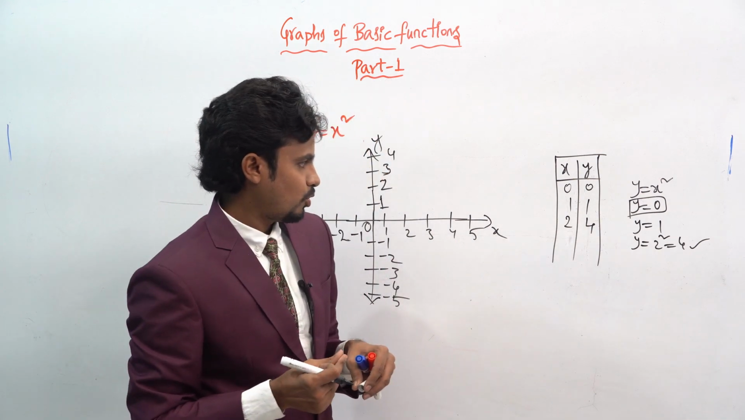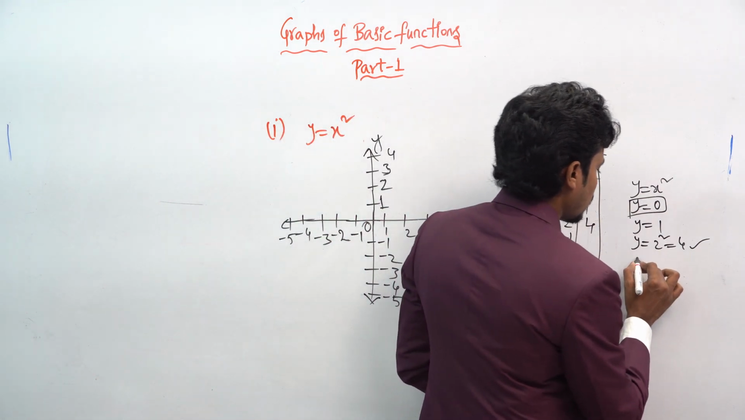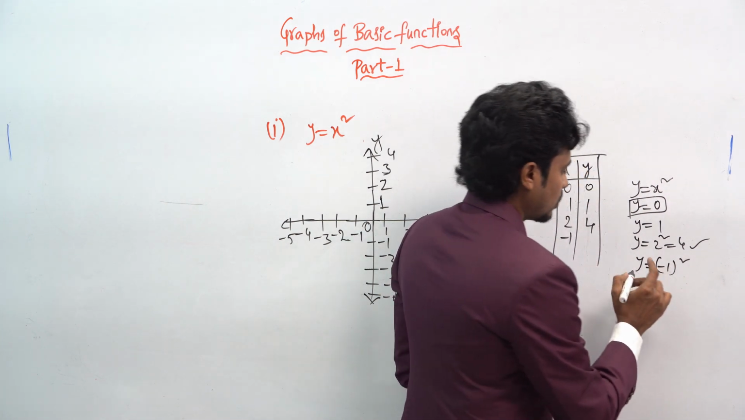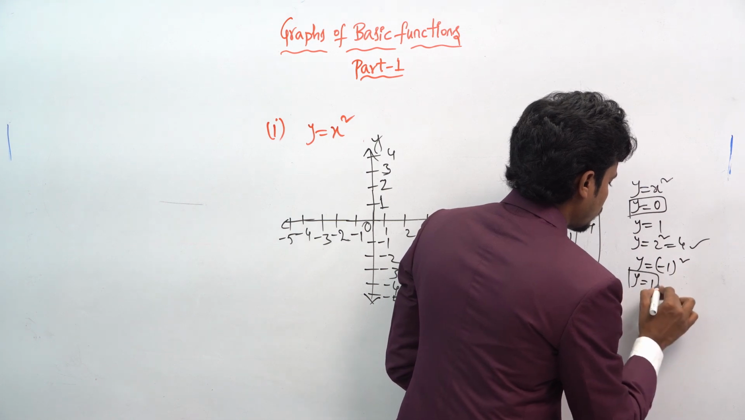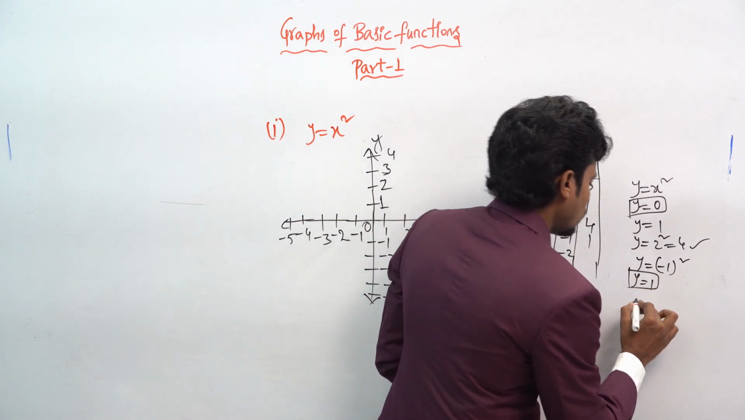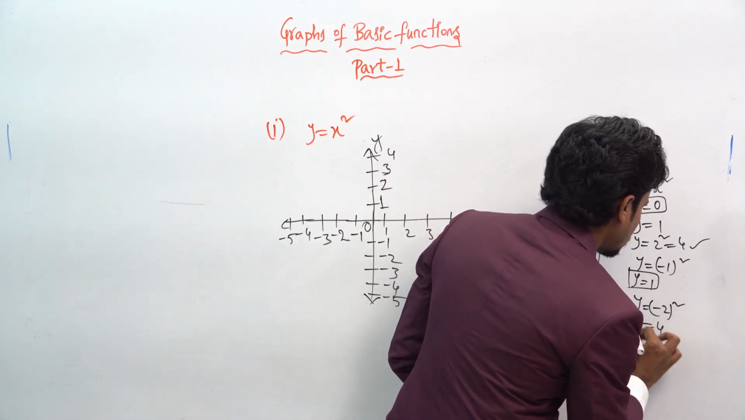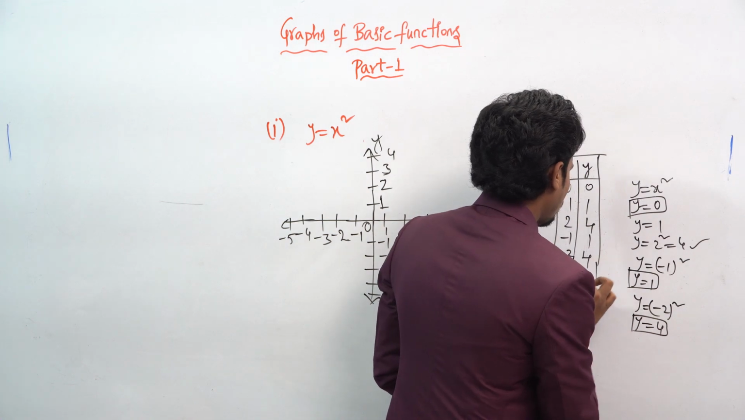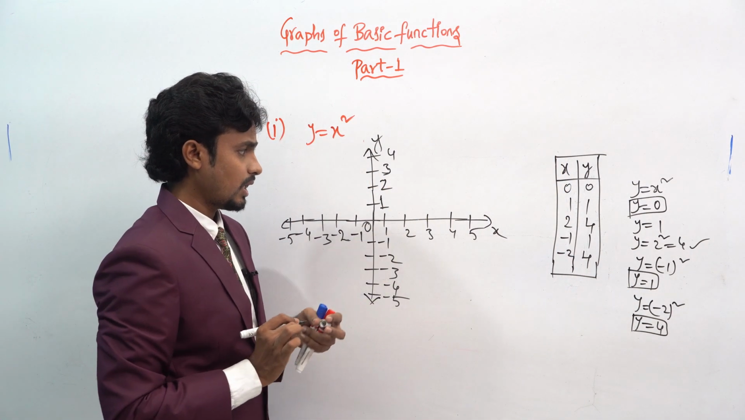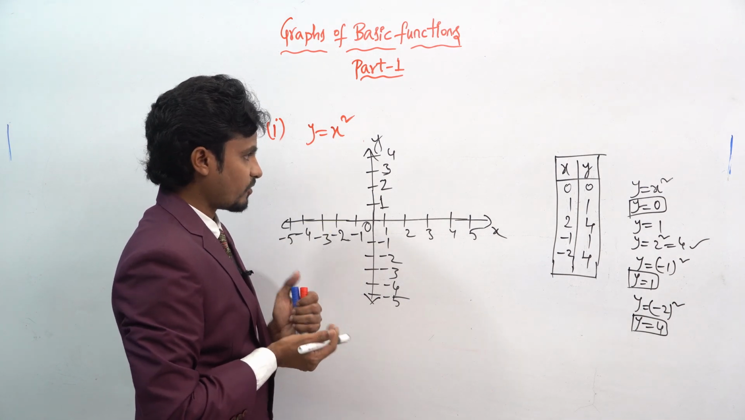Next, if you take minus 1, for example, y = (-1) whole square. Minus into minus you will get plus. So y is equal to how much? y = plus 1. Next, if you take minus 2, y = (-2) whole square. So how much will you get? y = 4 you will get. Okay, this was the table for our y = x square function.